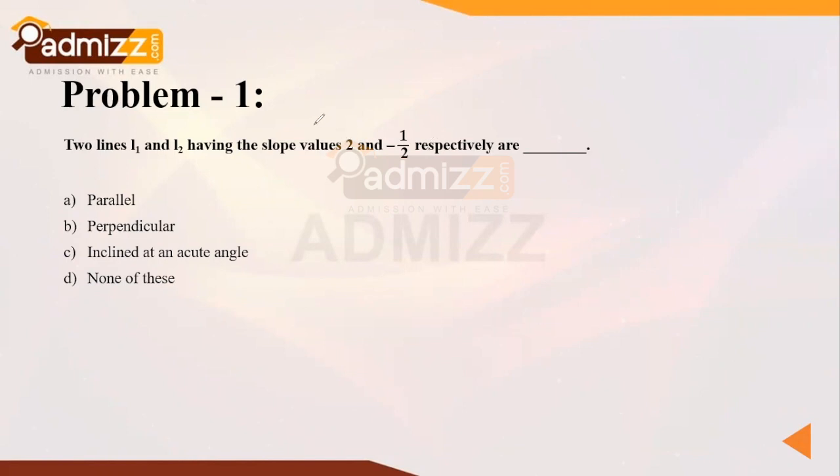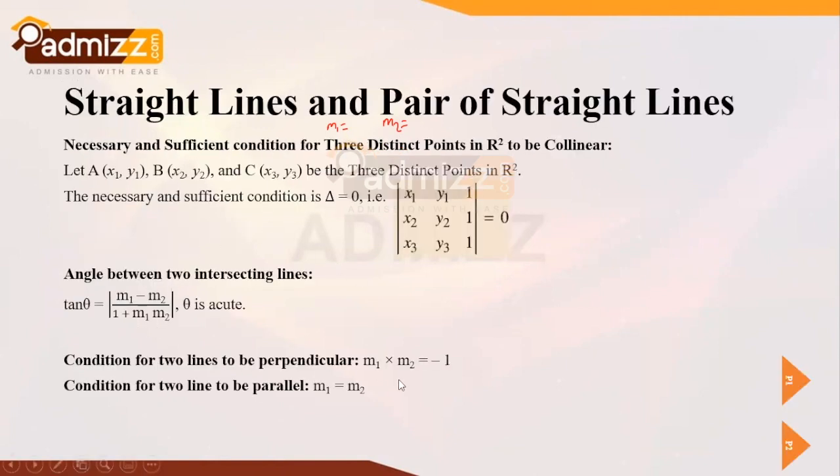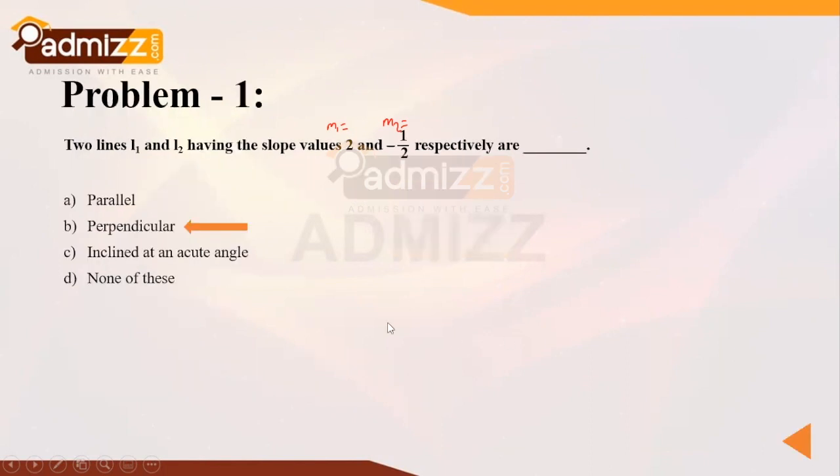We have the slope value m1 equal to 2, and m2 equal to minus 1 by 2. Now if you check our conceptual part, which we have already discussed, m1 m2 equal to -1 means the lines are perpendicular, and if m1 equals m2, then the lines are parallel. So in this particular case, 2 into -1 by 2 yields -1, so our answer is perpendicular.